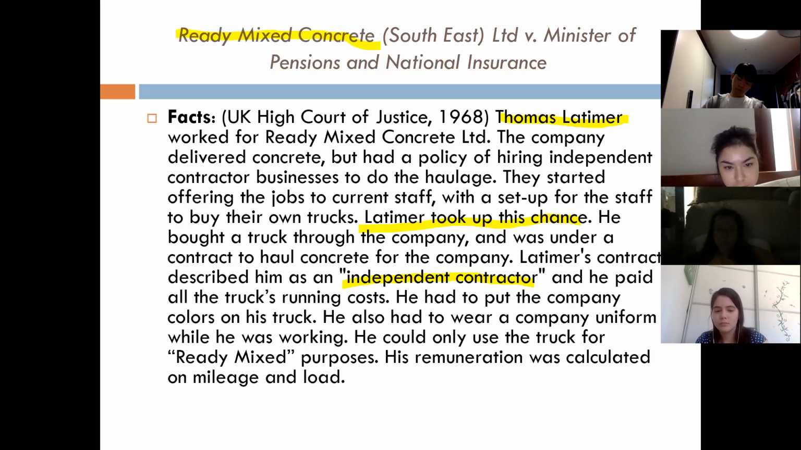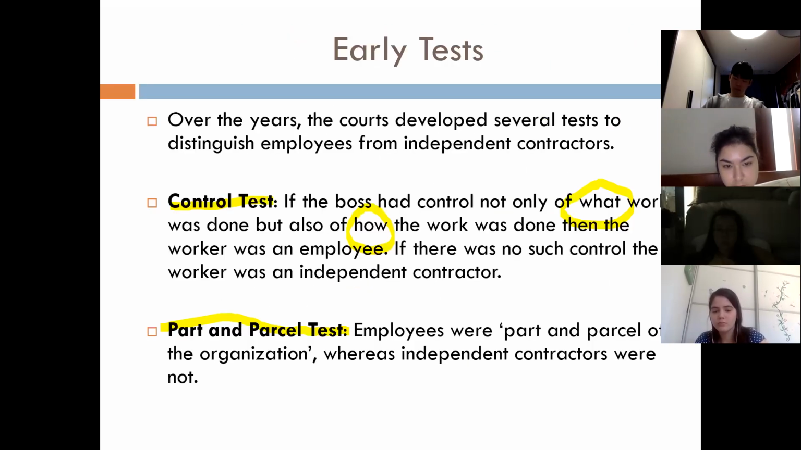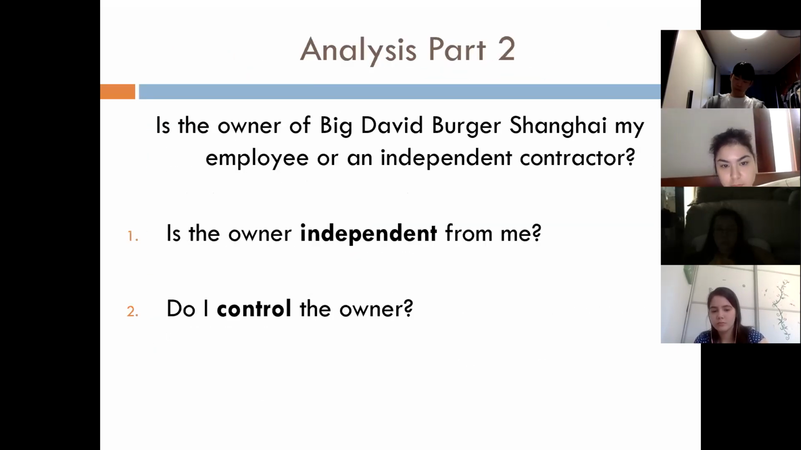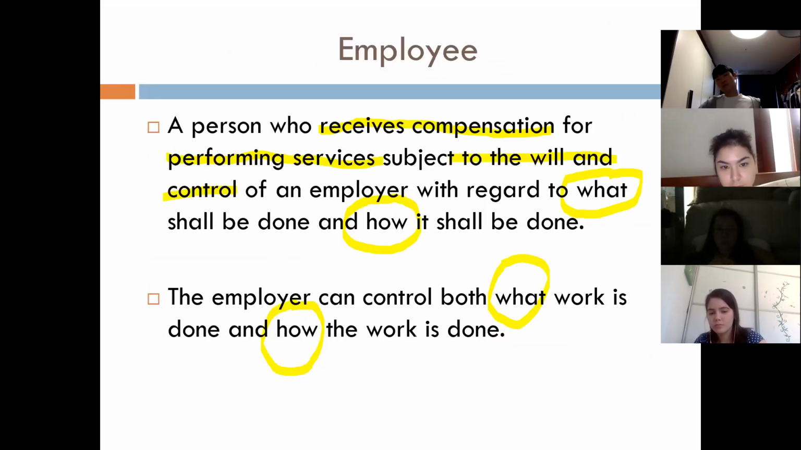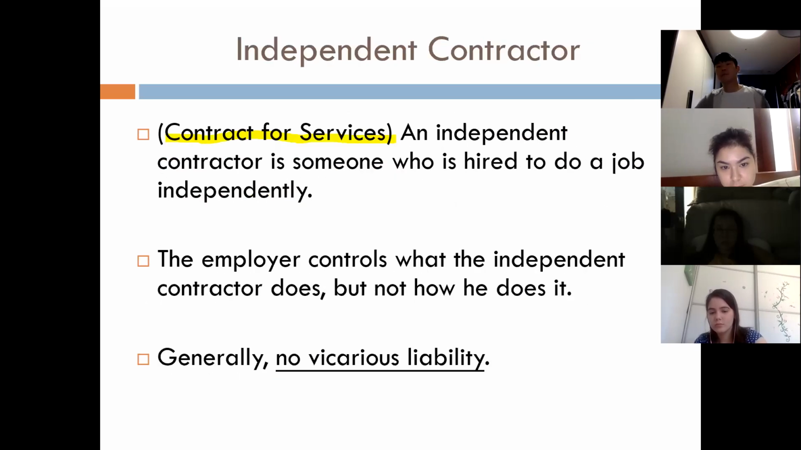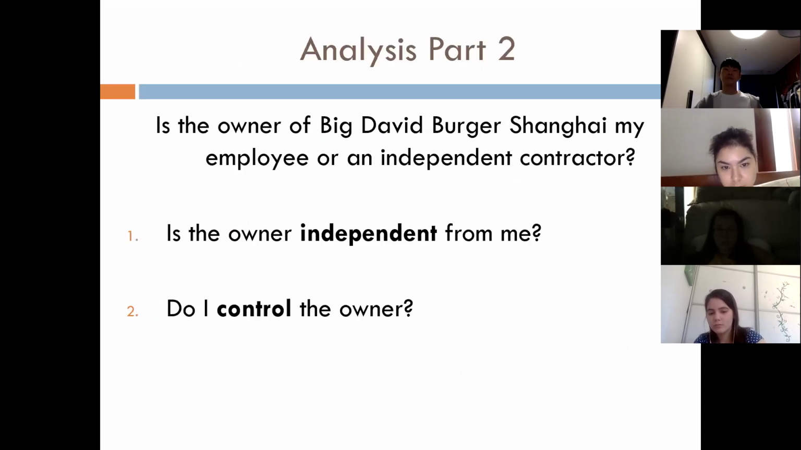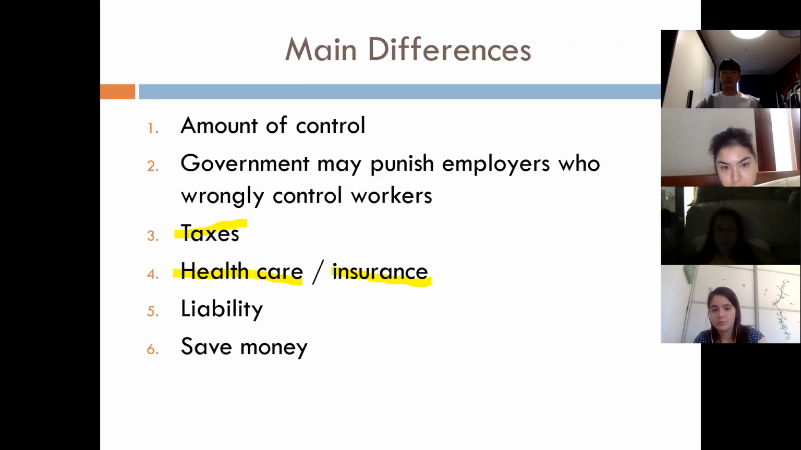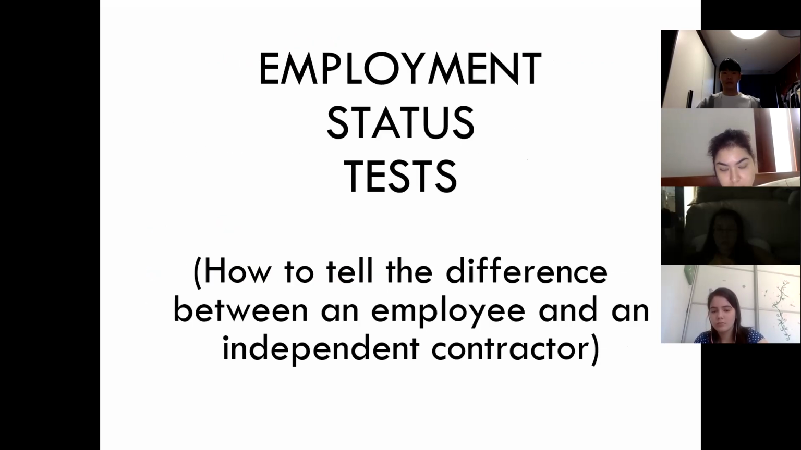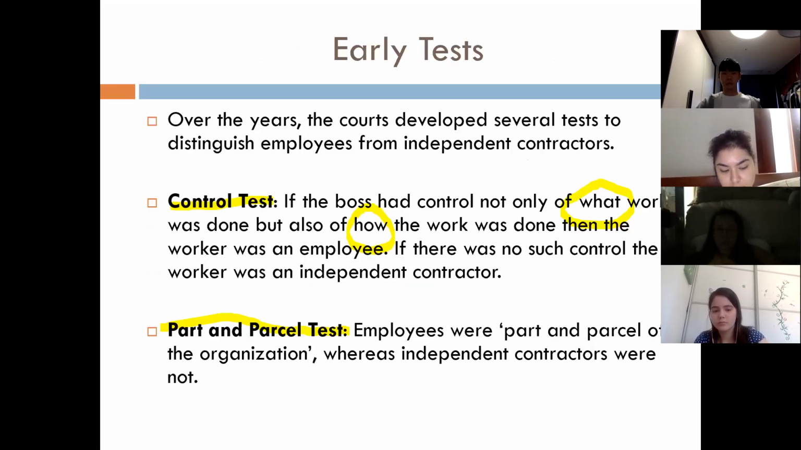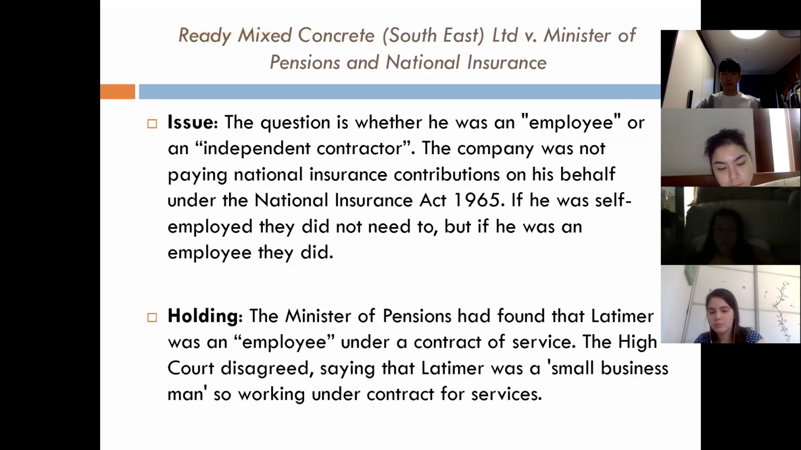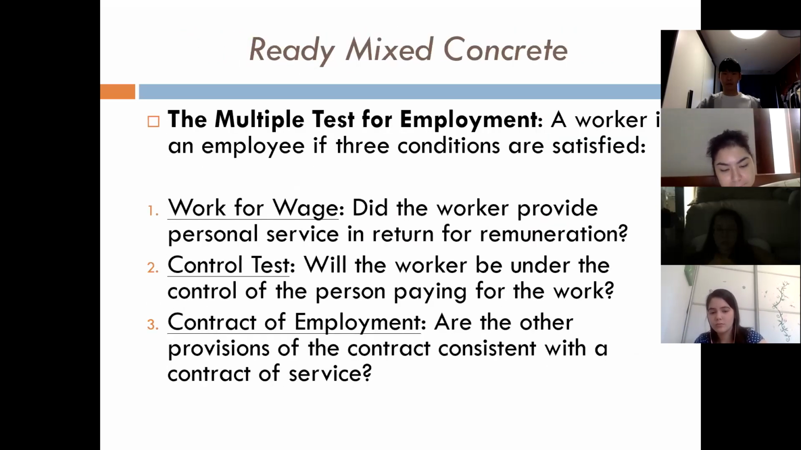So you need to understand these tests. We just did the first two tests, control and part and parcel. You'll need to explain what is an employee. You'll need to explain what is an independent contractor. Then you'll need to explain what's the difference. Then you'll need to explain these tests. So test 1, control. Test 2, part and parcel. Now we have the ready mix test. And the ready mix test is 3 parts. Number 1 is called work for wage.